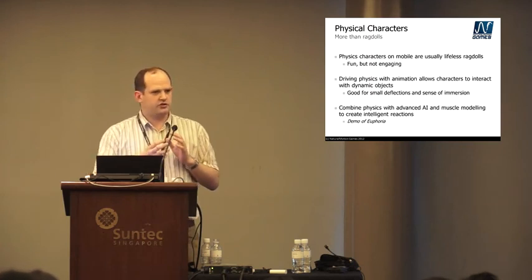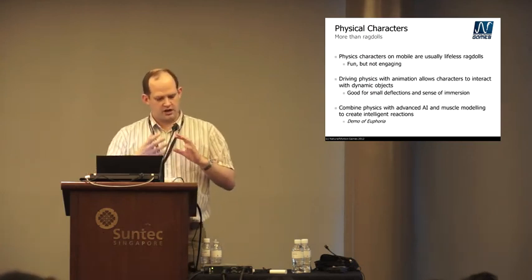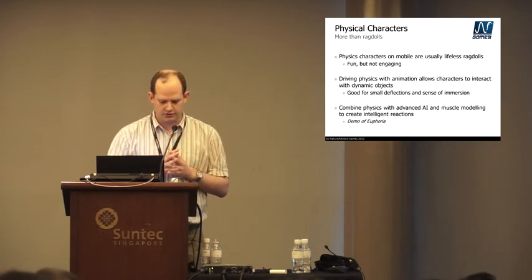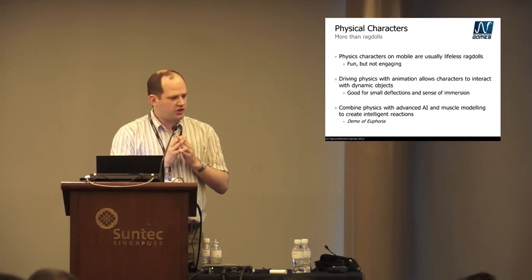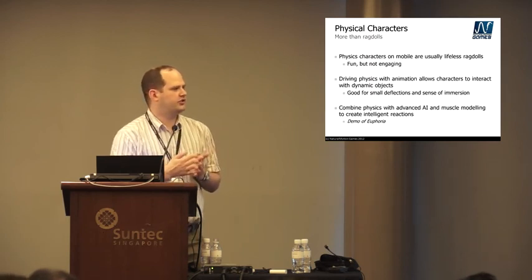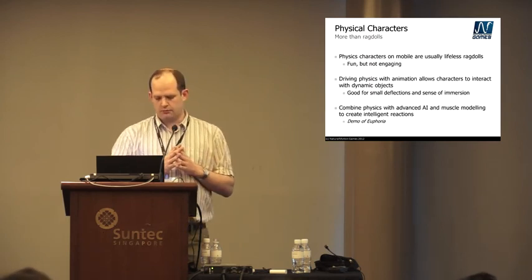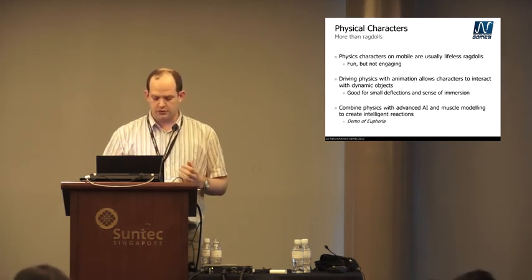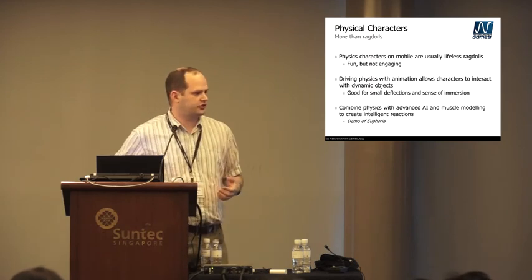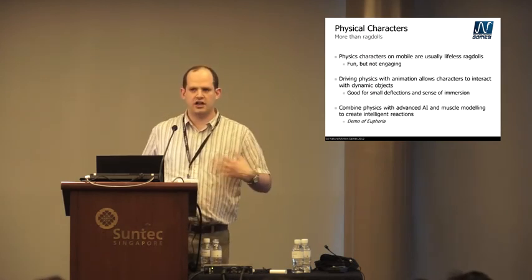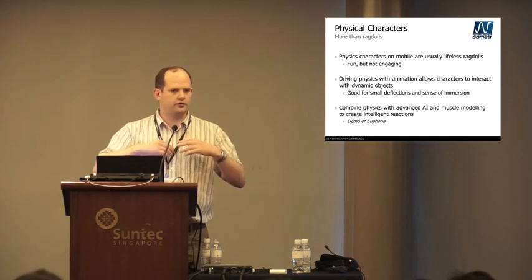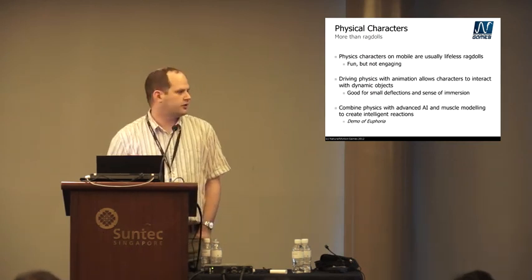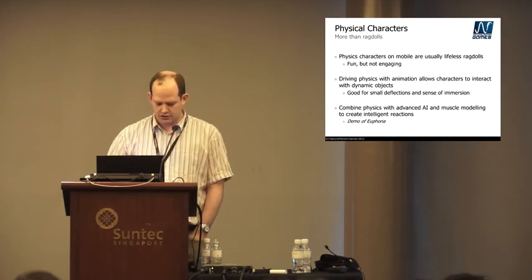So actually starting to look at how you can have physics simulation and engaging characters together, I think is a very interesting possibility. We're just at the point now where the technology is there on mobile. It's still pretty new. So at Natural Motion, we've developed our Euphoria system. It's a system that takes a physics simulation and adds a level of AI on top of it, a level of decision making and muscle modeling of a character to create intelligent reactions.